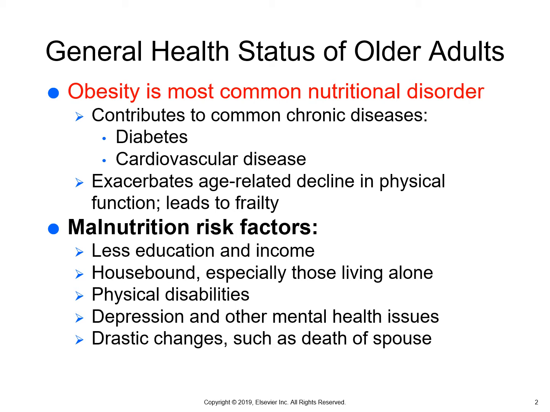Sometimes depression and other mental health issues become a problem and they just don't have the desire to eat. And drastic changes in their life, such as death of a spouse, loss of their home, moving to an assisted living residence, all of those things can affect their desire and ability to eat healthy.